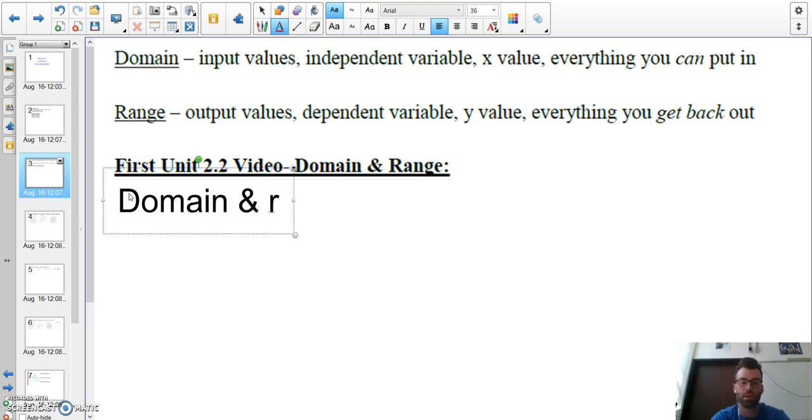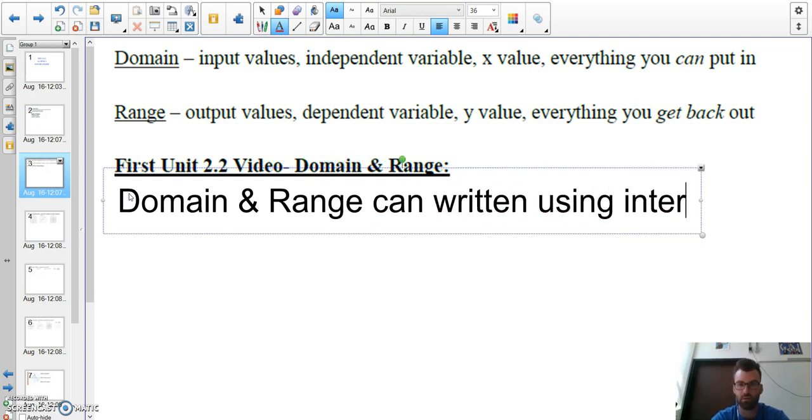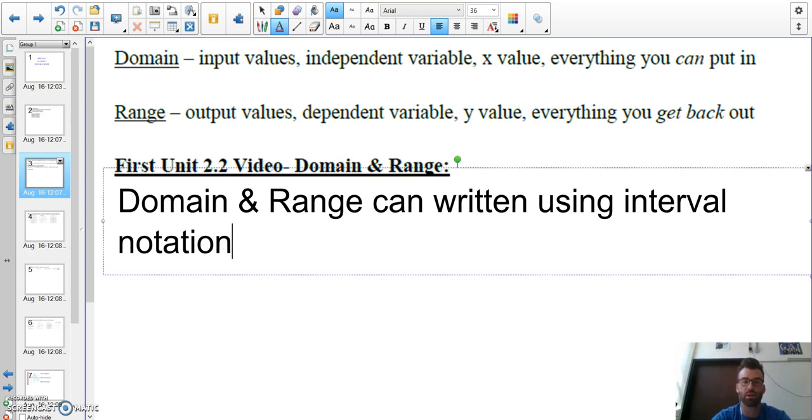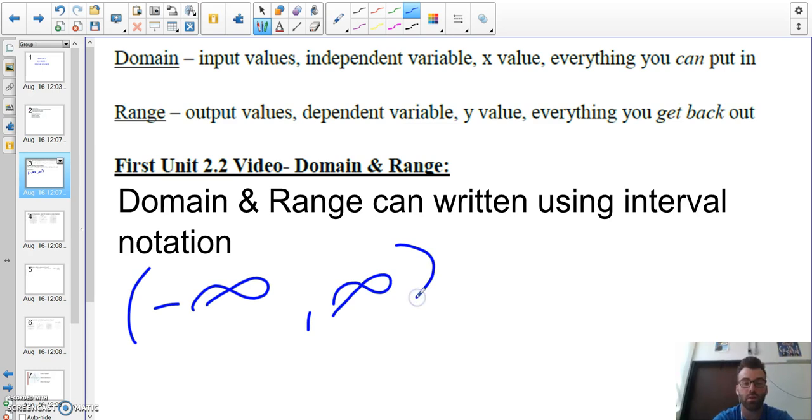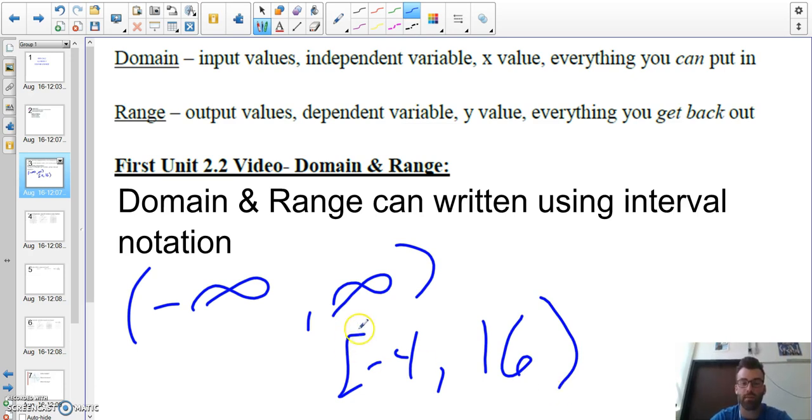Domain and range can be written using interval notation. We talked about interval notation in our last unit, and we're continuing to build on that in this unit as well. So what does that look like? Remember the interval notation can look like negative infinity to infinity, or -4 to 16. Remember that the bracket, the hard close, means it's inclusive, means your value can be equal to -4, and the parentheses is not inclusive. It cannot equal, whether that's your domain or range, cannot be 16.